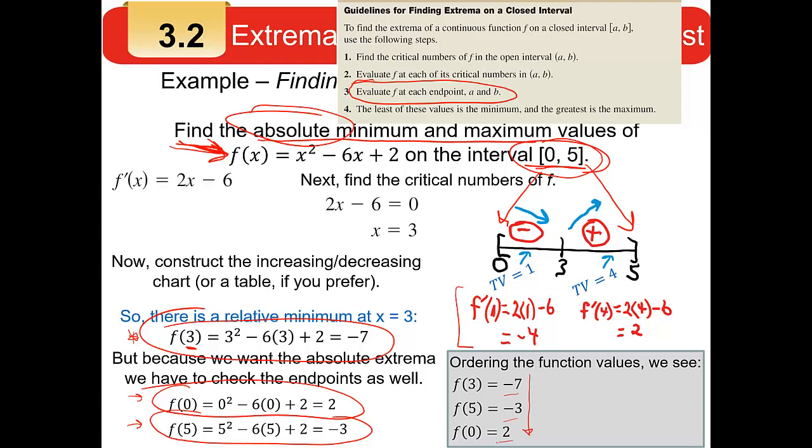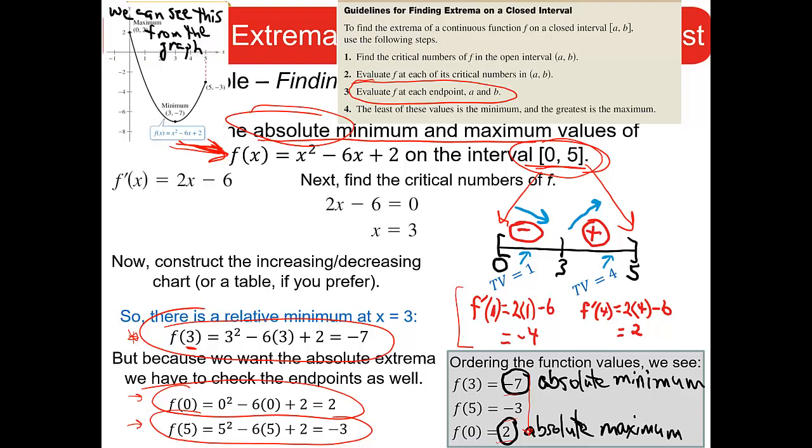And once you do that, the smallest y value is the absolute minimum. The largest y value is the absolute maximum. So the absolute minimum is negative 7. That's the lowest point on the graph between 0 and 5. And the absolute maximum is 2. That's the highest value on the curve between 0 and 5. It's nothing difficult about this, but it does take practice. You've got to go through this again and again until it becomes second nature.